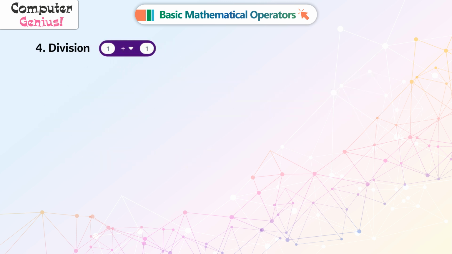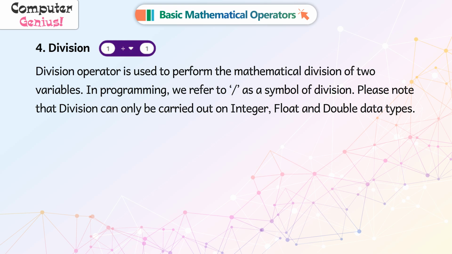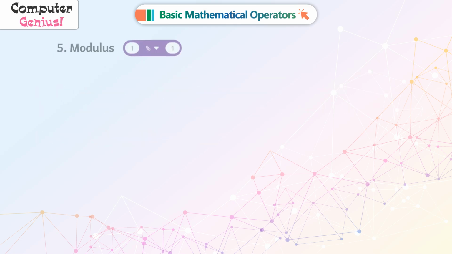4. Division. Division operator is used to perform the mathematical division of two variables. In programming, we refer to slash as a symbol of division. Please note that division can only be carried out on integer, float, and double data types. Example: print 10 by 5, 2.